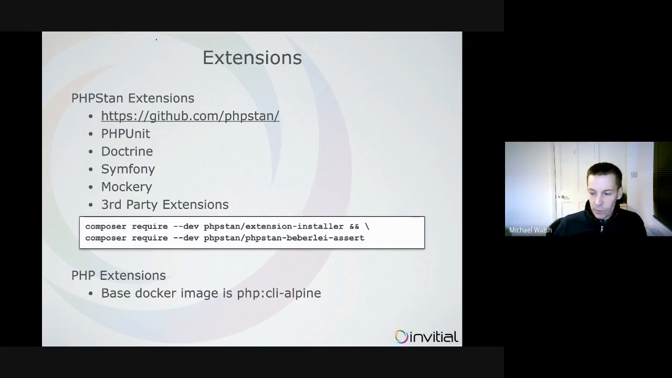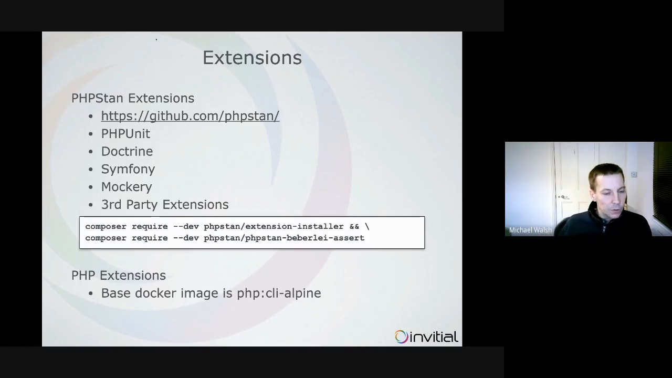And as with Code Sniffer and stuff like that, you can write your own extensions to create your own kind of rules, if that's something that's needed. Then you can install them with the extension installer, which is a composer script that will set up the config for you. So you composer require the extension installer and then the extension, and that will automatically set it up by putting the right config in your phpstan.neon.